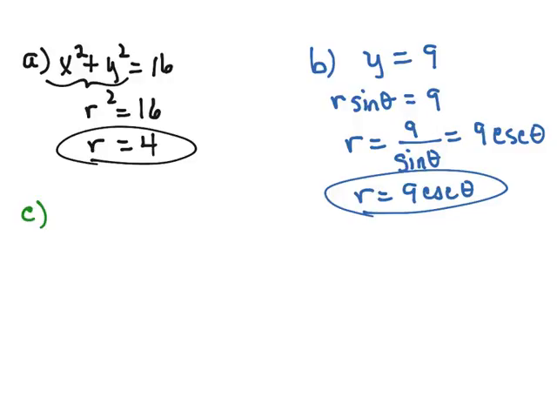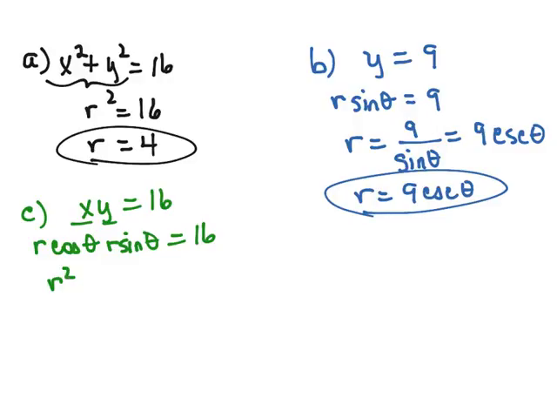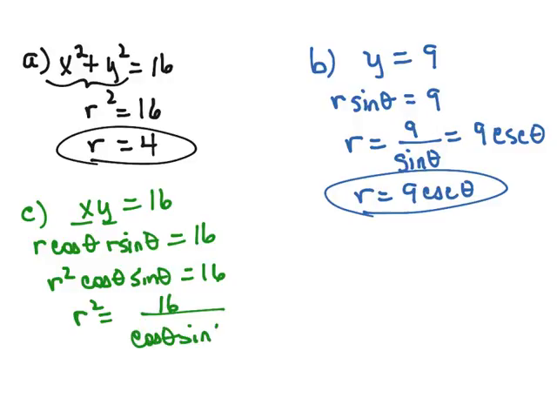In example C, we have x times y equals 16. Well, x is equal to r times the cosine of theta. y is equal to r times the sine of theta. So that would equal 16. If we multiply, r times r is r squared. So we have r squared cosine of theta, sine of theta equals 16. So r squared is equal to 16 divided by the cosine of theta times the sine of theta.